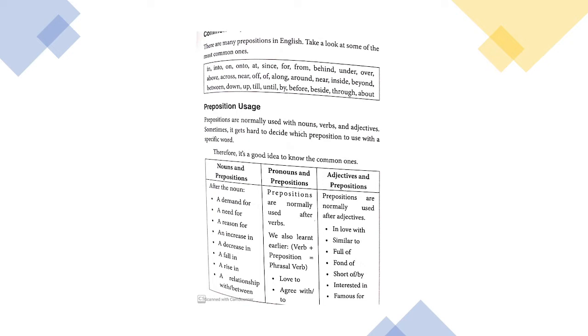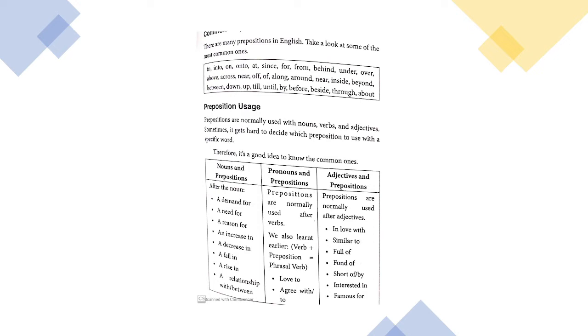These are the common prepositions you can see on your screen. There are many prepositions in English. Take a look at some of the most common ones. I'm reading for you. You can also read. It is on your screen. In, into, on, onto, at, since, for, from, behind, under, over, above, across, near, off, along, around, inside, beyond, between, down, up, till, until, by, before, beside, through, and about.